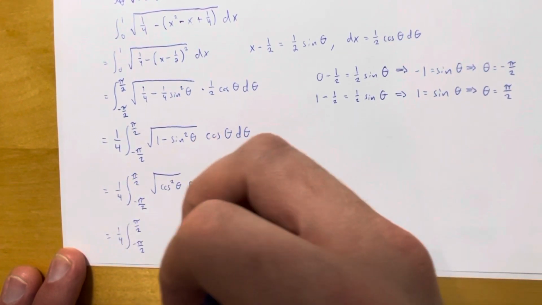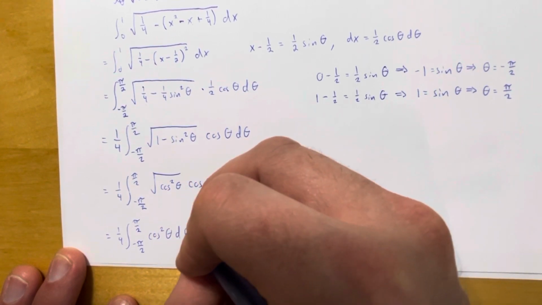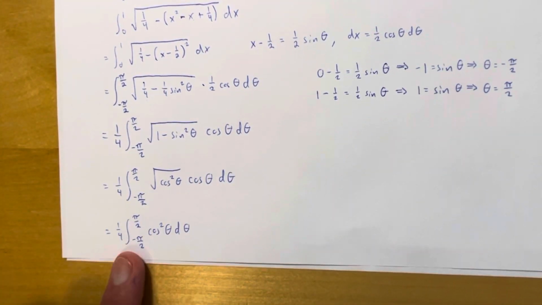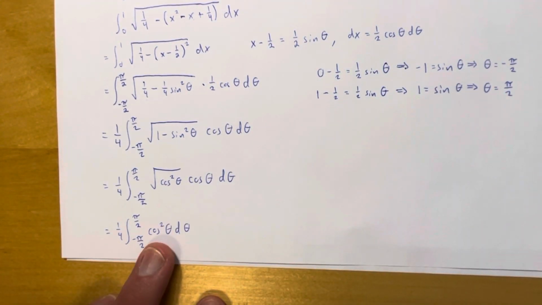Okay? So I'm going to get cosine squared of theta d theta. How do we handle this? This is a trigonometric integral, and we have dealt with these types of trigonometric integrals before in the previous section. Here, the trick is to use a power reduction formula.